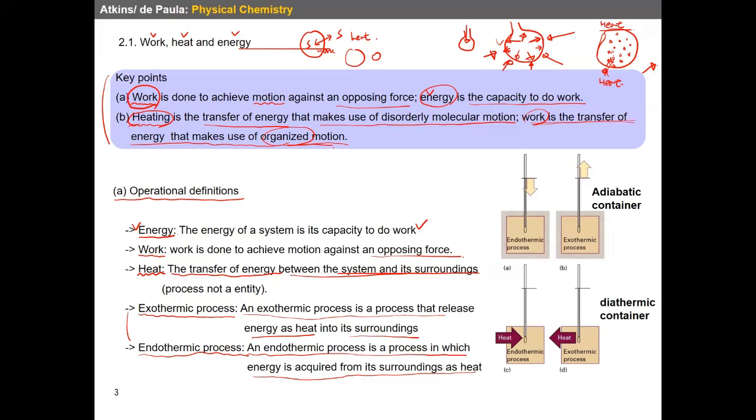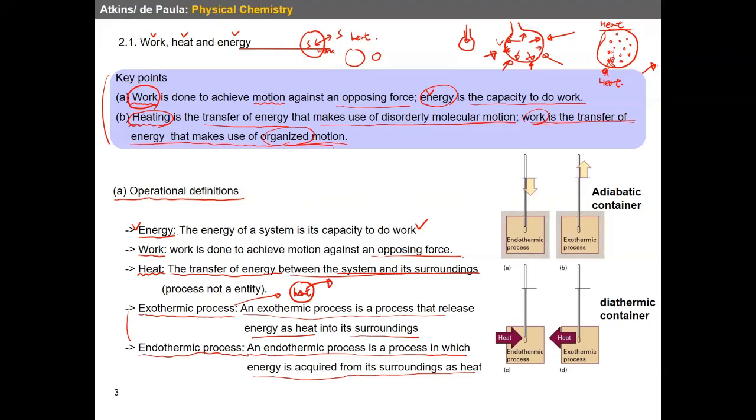So what does this mean? In an exothermic process, the system produces some heat, and this produced heat is transferred to its surroundings. I mean the system's surroundings. So usually the exothermic process comes with a temperature increase.